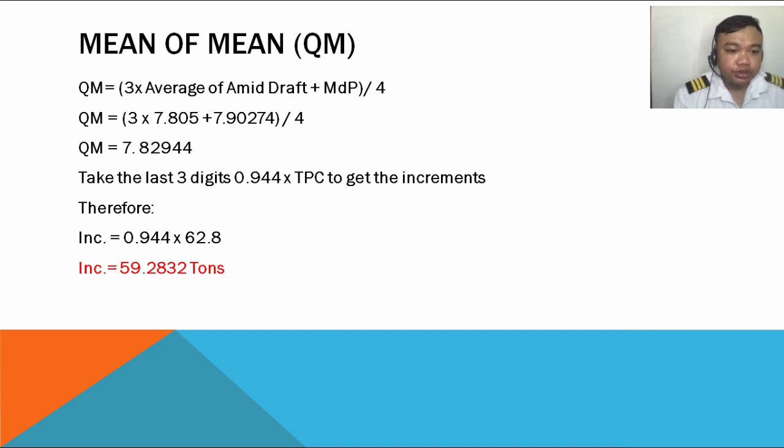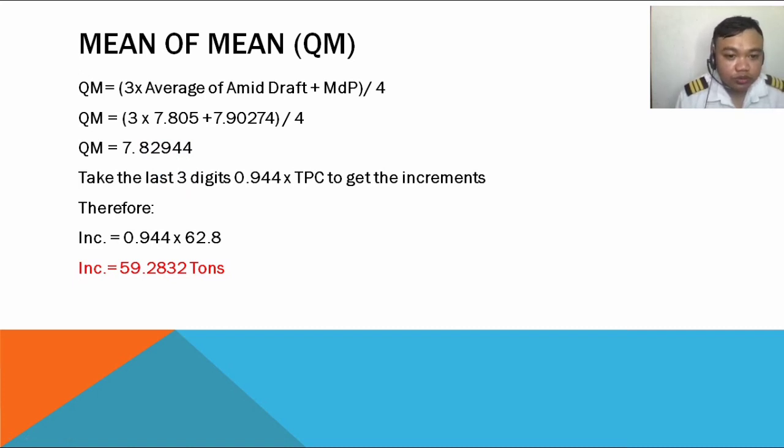So the quarter mean will be 7.82944. After learning the quarter mean, take the last 3 digits. So the last 3 digits of the answer, which is 944. Just put the decimal before 944.